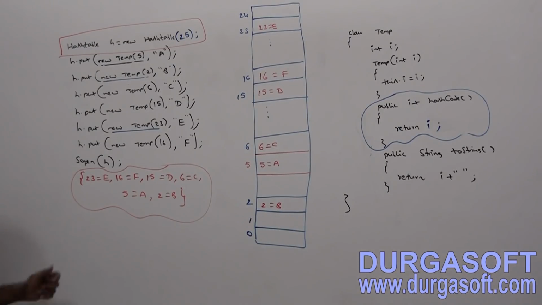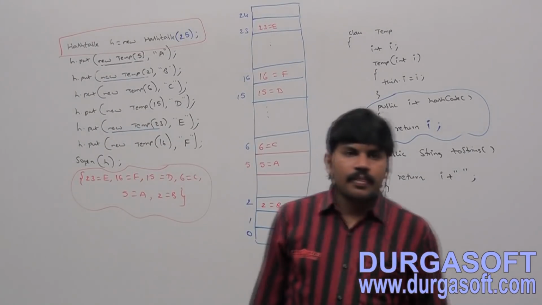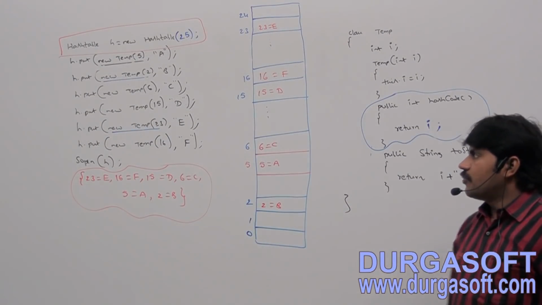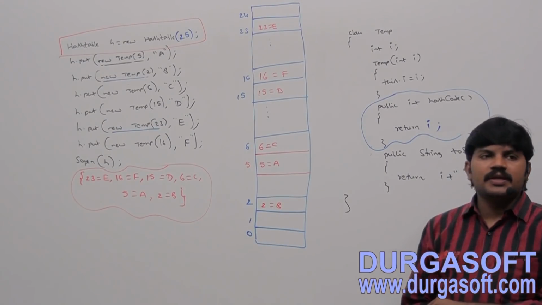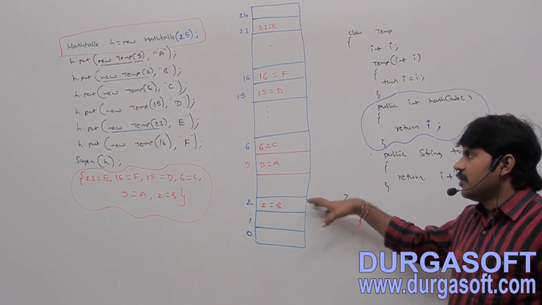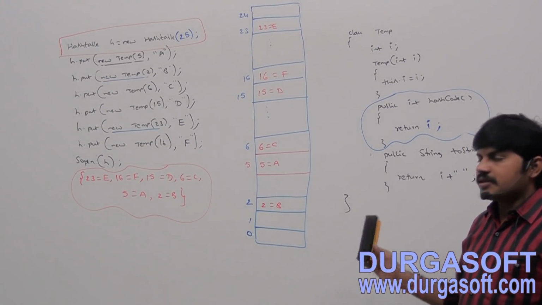23 is equal to E, 16 is equal to F. So based on the hash code of the keys, the entries will be saved in the hash table. Practical proof for you people. Okay, that's all. There ends the hash table concept.